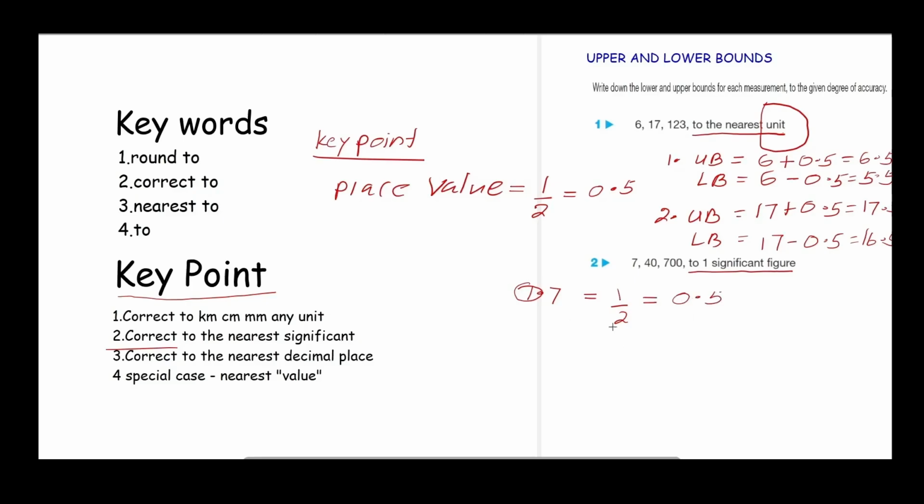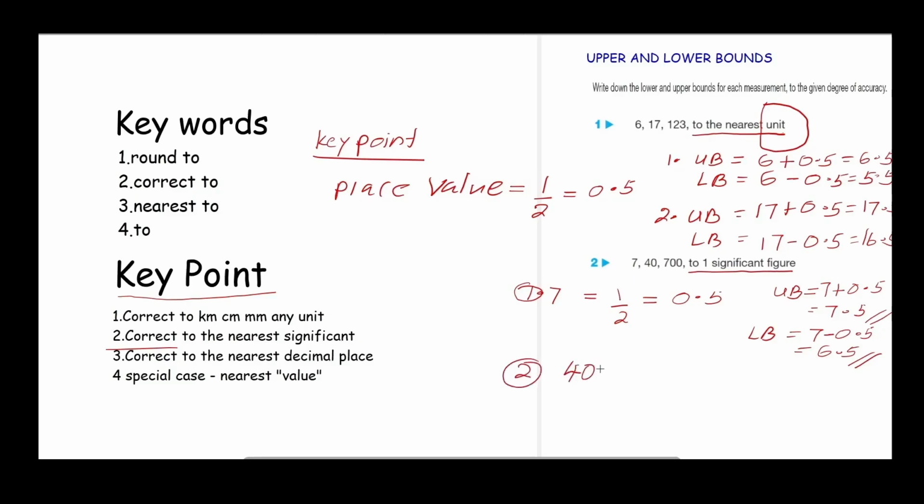Now to get the upper bound of 7, I have to add 0.5. 7 plus 0.5 is 7.5. To get the lower bound, I have to subtract this much from the measurement, then it becomes 6.5. That's how we get upper bound and lower bound of 7. Let's move on to the second one, which is 40.